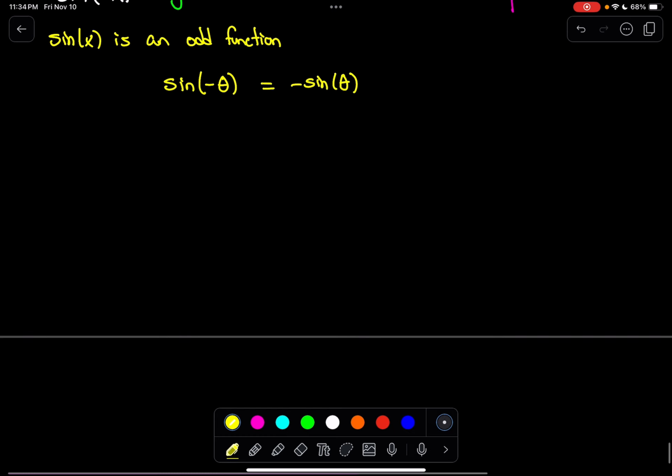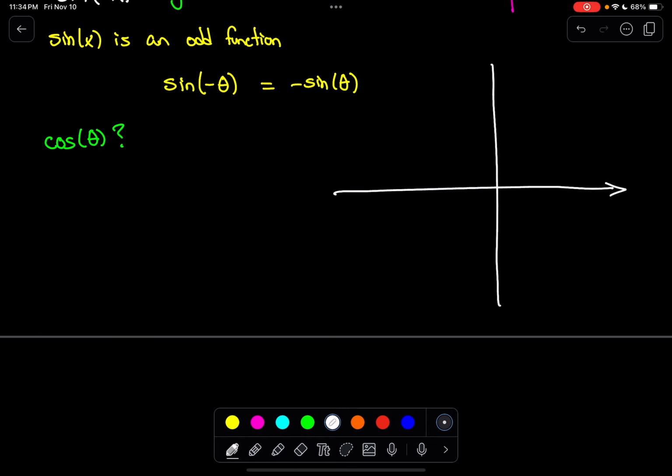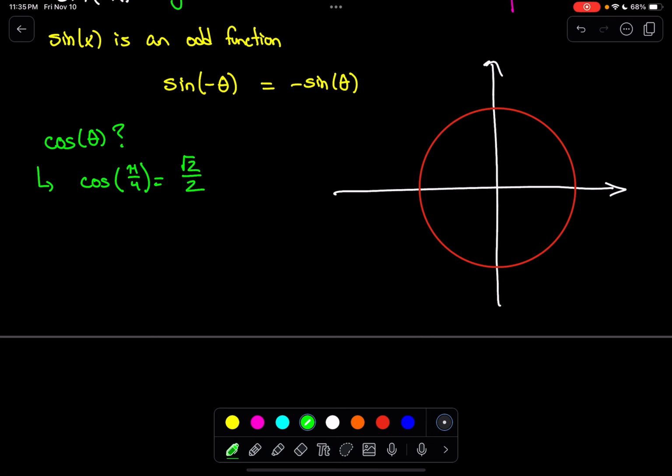Now, what about good old-fashioned cosine of theta, right? What's going on with cosine of theta? All right, so let's run the same experiment. We'll draw ourselves a little unit circle and make some progress. So cosine of theta, let's try cosine of pi over 4. And again, that is also root 2 over 2. It's kind of up here.